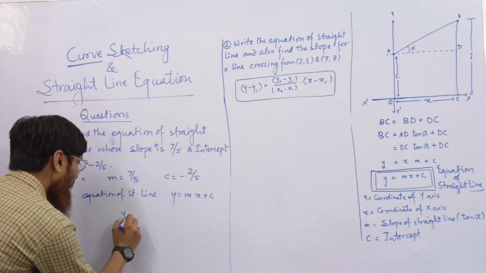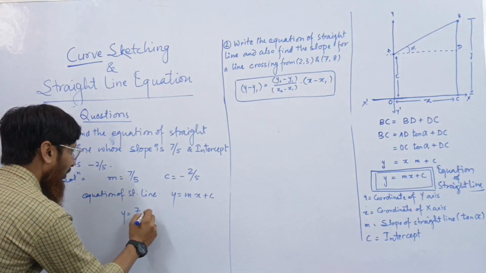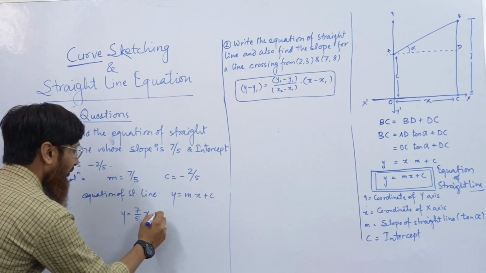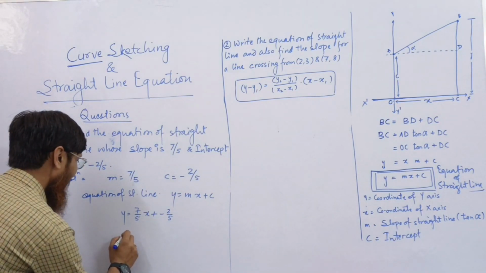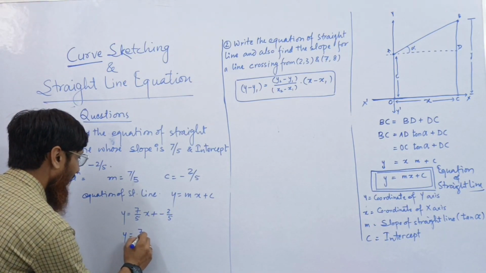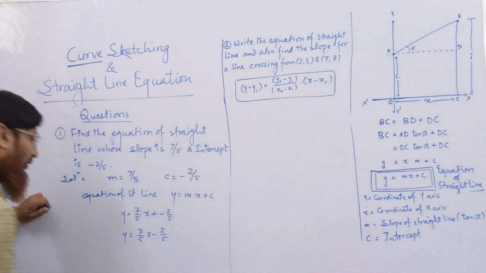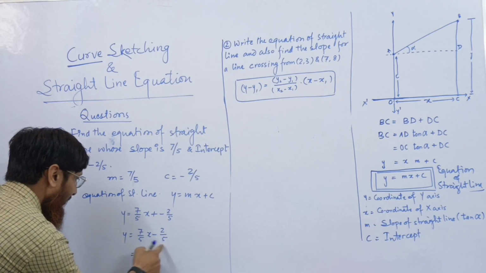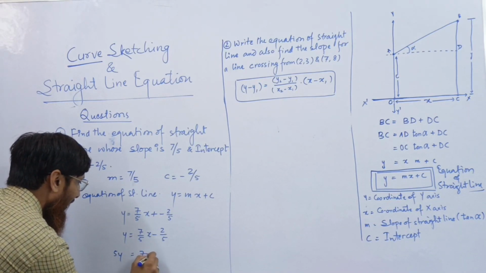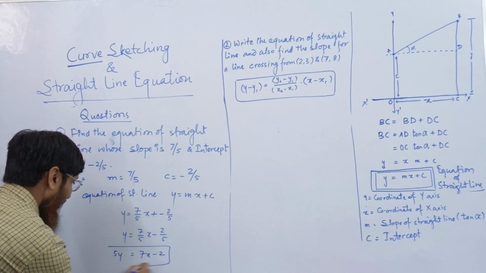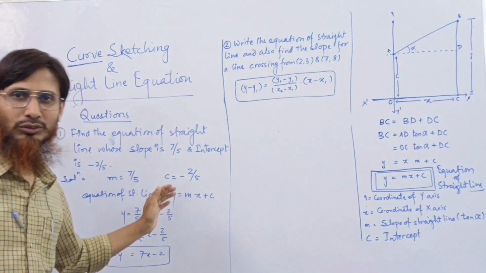So we simply have to put the values, that is m equals to 7 by 5, x plus minus 2 by 5. So by solving this, y equals to 7 by 5 x minus 2 by 5. So when we take the common denominator, we get 5y equals to 7x minus 2. This will be the equation of straight line for this question. It is very easy to solve.